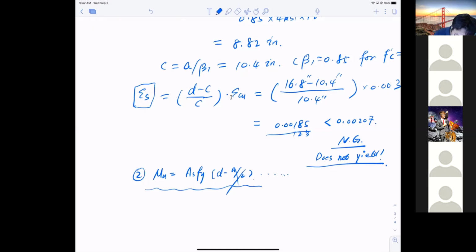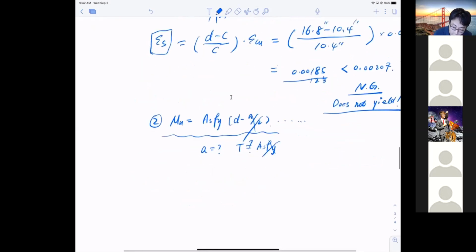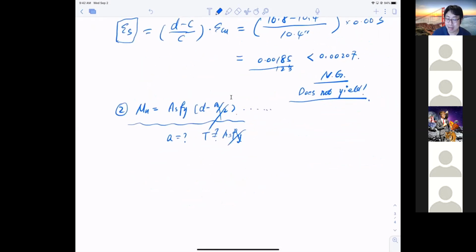The problem is we don't know a anymore. Why? Because we don't know whether the steel yields. This is not fy anymore, isn't it? We don't know the tension force anymore, isn't it? So we have to go back to the drawing board, in this case, to find out what stress the steel is actually seeing, okay?